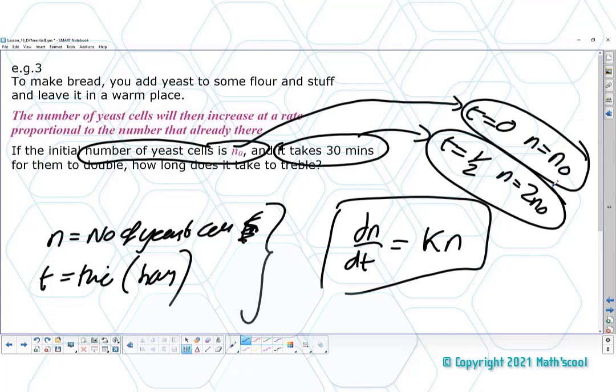This doesn't even count as a bit of information, does it? At T is 0, the initial amount is, well, the initial amount. We're not telling you how much. It doesn't really count, does it? Anyway, never mind. You just have to make do.